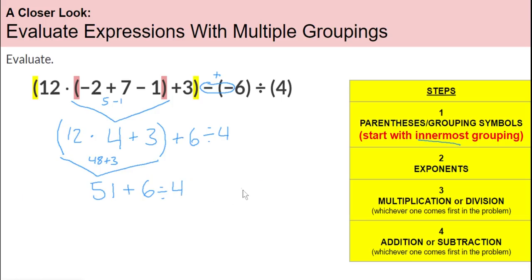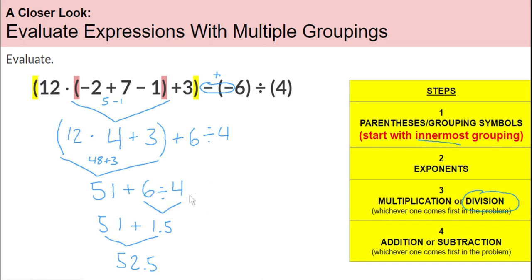Okay, what are we going to do next? Addition or division? Well, what comes first? Division comes next, before addition. Okay, so 6 divided by 4. That's going to give you a decimal. So I'll show you a couple things you can do. If we did 6 divided by 4, we're going to get 1.5. So we'll get 1.5, and then we'll add 51 to that. So then the answer is 52.5. Okay. Now, if the question asked for it as a fraction, change that to a fraction.